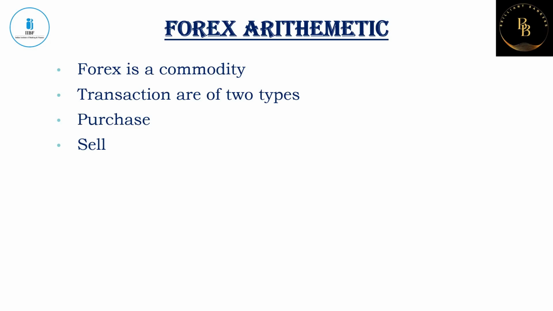Foreign exchange transactions are of two types. Every transaction is of two types. In both, you have a purchaser, you have a seller. So Forex is also of two types. It's called purchase and sell. Whenever there is a purchase transaction, it is called an inward remittance. Whenever you are selling something, it's called an outward remittance.